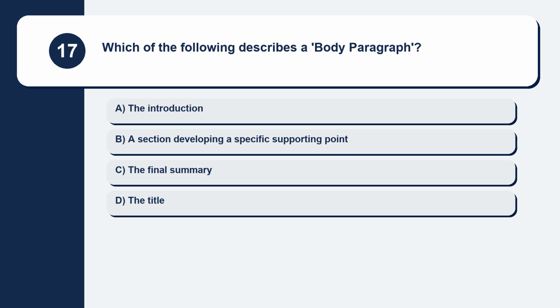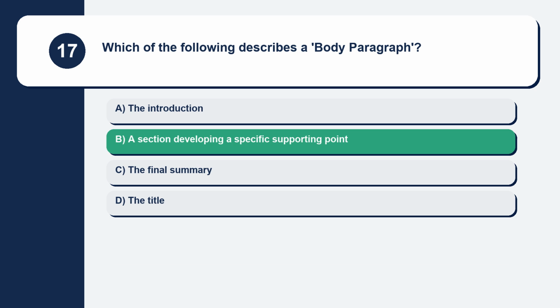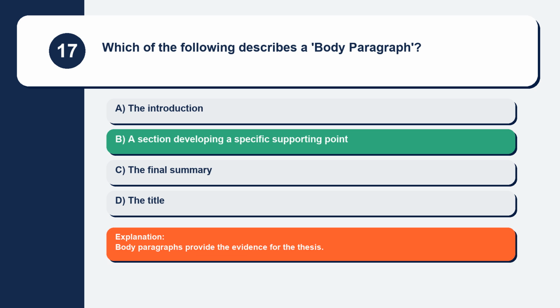Question 17. Which of the following describes a body paragraph? The introduction. A section developing a specific supporting point. The final summary. The title. Body paragraphs provide the evidence for the thesis.